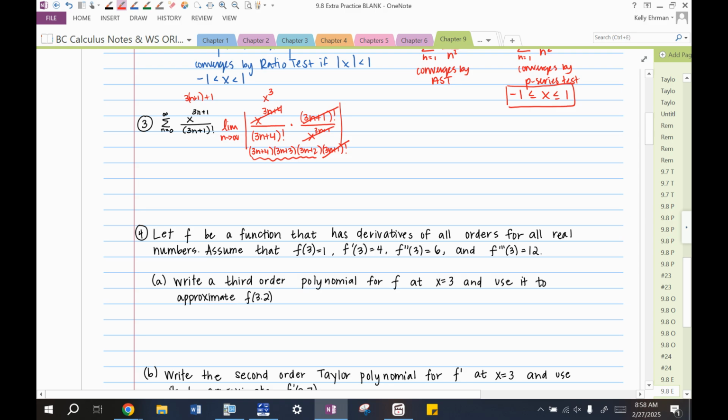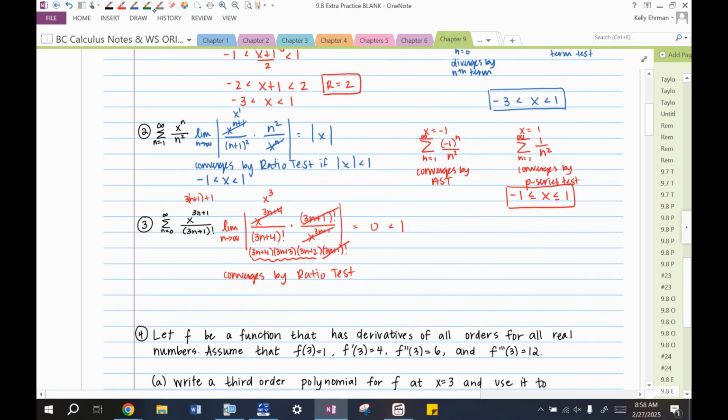So as n approaches infinity, this bottom heavy thing will come out to 0. So that's great when that happens because 0 is always less than 1. And so we don't have to solve for anything. This series will always converge by the ratio test. Oh, I just realized I didn't answer the radius for the last one. Sorry. So the radius was equal to 1.